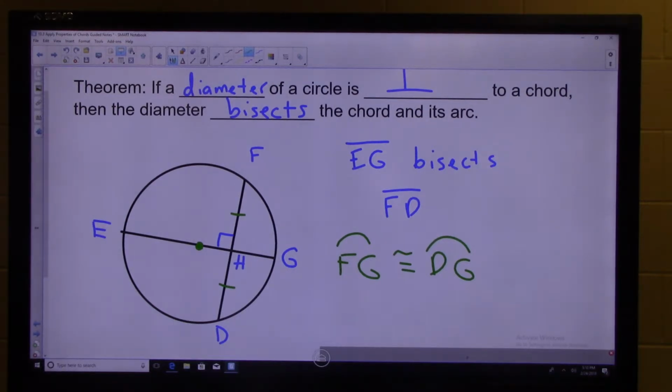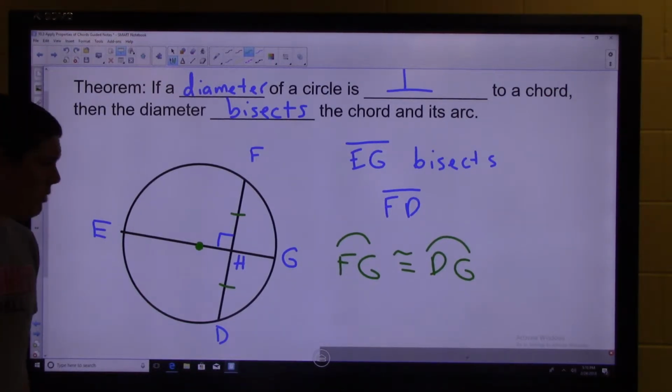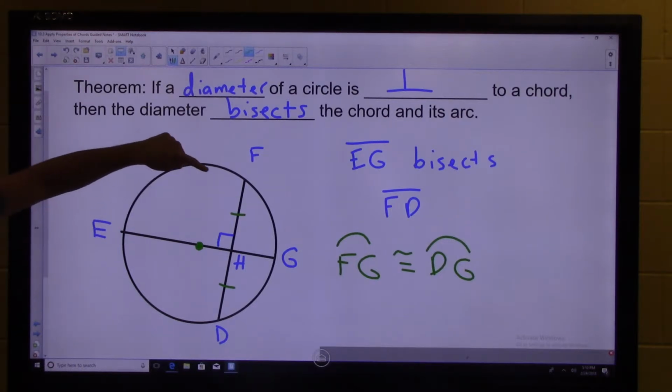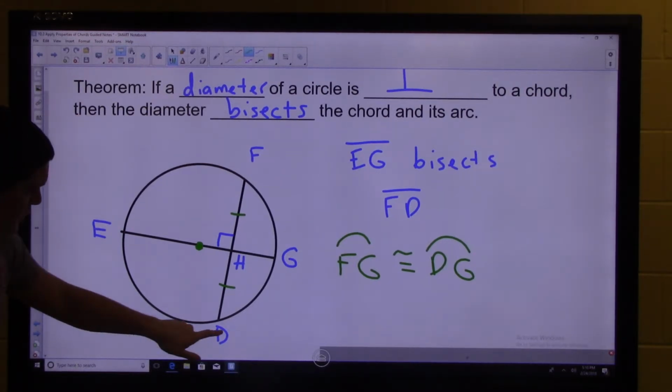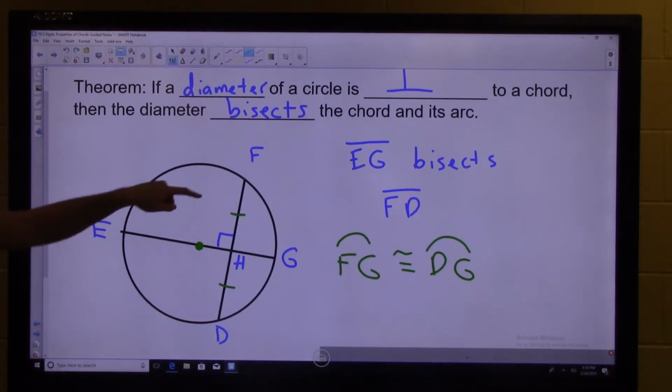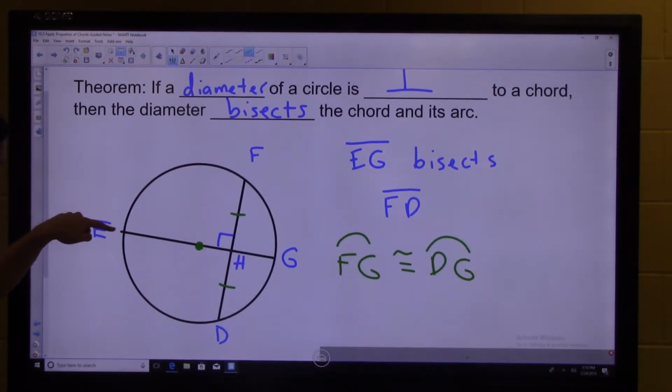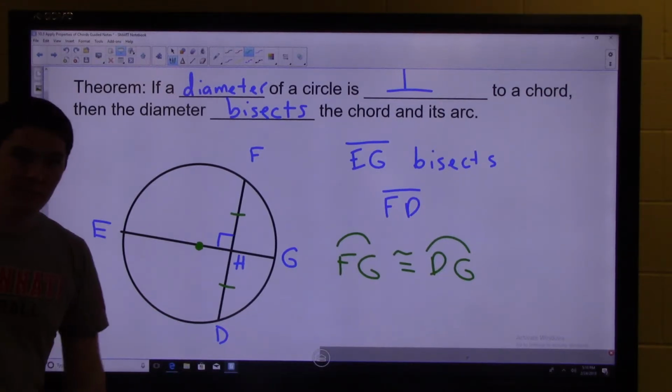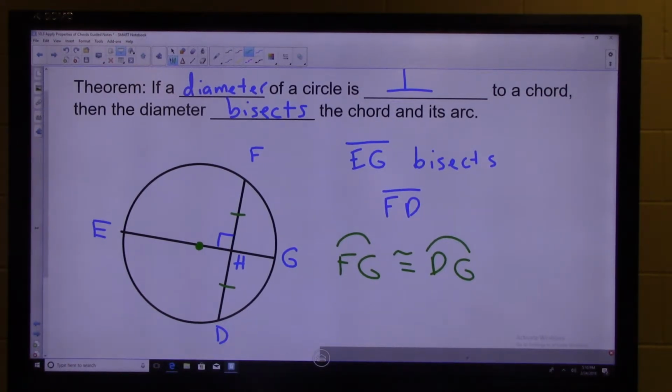I guess that's another claim we can make. Yeah, you can say both of those things. So it bisects the chord and its arc. And you might be asking, you can write this down if you want, is it going to bisect that major arc as well? The answer is yes. It is going to bisect that also. So you could say this arc right here, FE, is going to be congruent to ED also. Okay, so that might be another claim we can make. Okay, so that's that theorem.